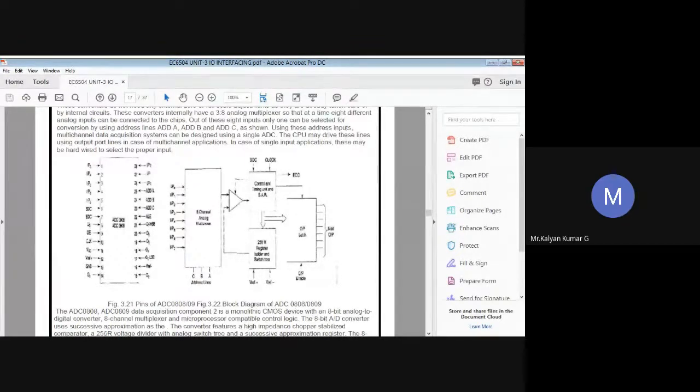Apart from this, we have another critical parameter which is also used to decide the performance of your A to D converters, usually called conversion time. As the name indicates, you can guess the definition. The conversion time is nothing but the total time required by the converter to convert an analog signal into its equivalent digital signal. So this is another critical parameter which decides the performance of your A to D converters, apart from resolution.